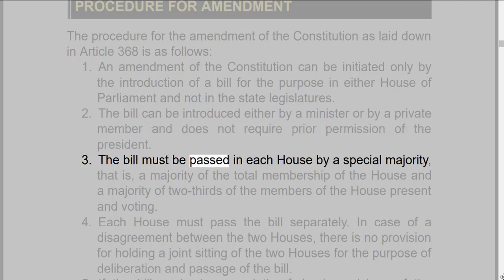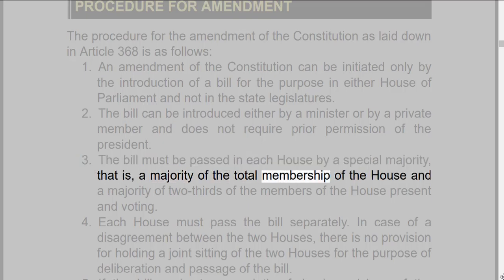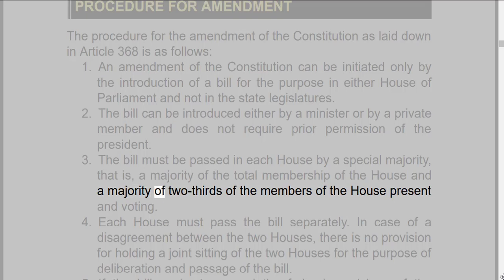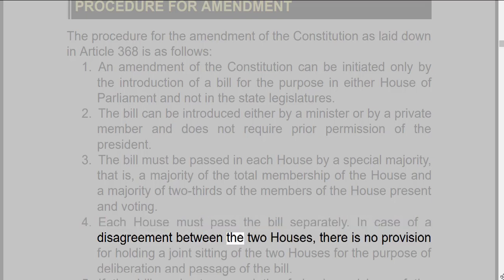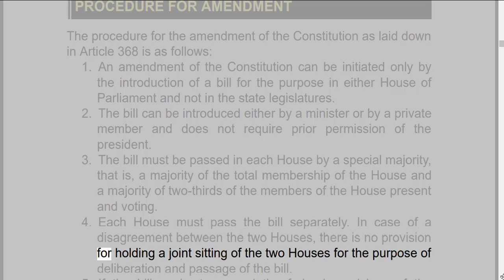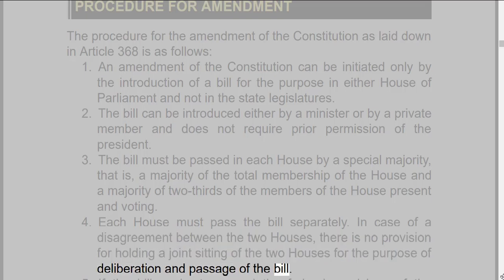3. The bill must be passed in each House by a special majority, that is, a majority of the total membership of the House, and a majority of 2/3 of the members of the House present and voting. 4. Each House must pass the bill separately. In case of a disagreement between the two Houses, there is no provision for holding a joint sitting of the two Houses for the purpose of deliberation and passage of the bill.